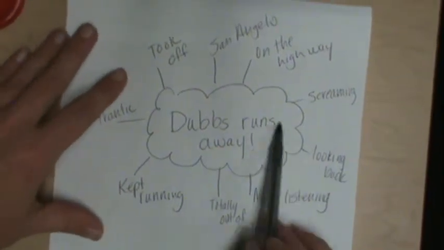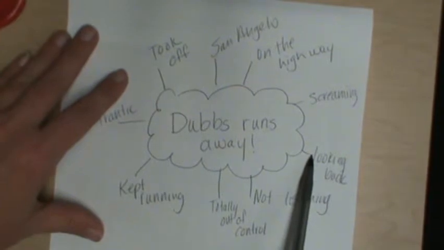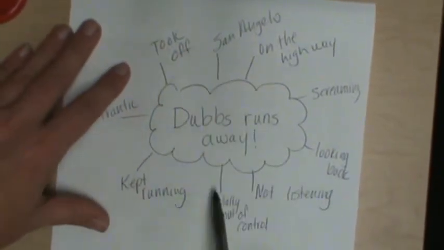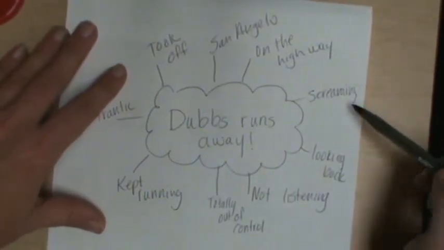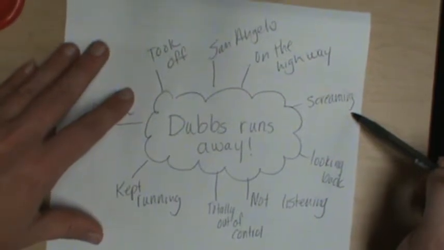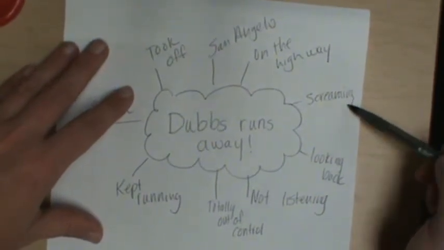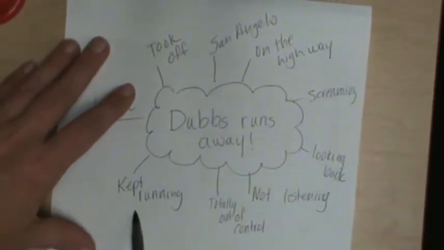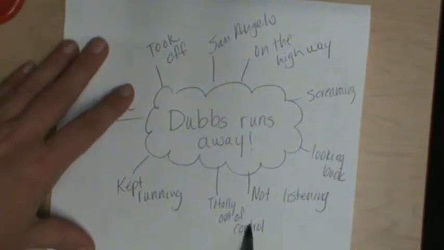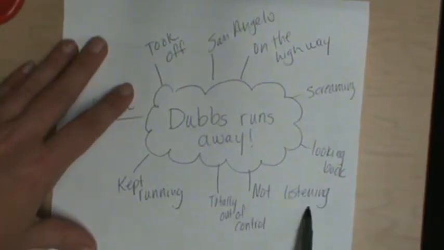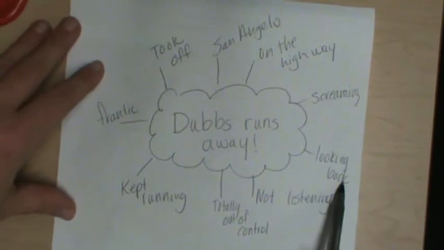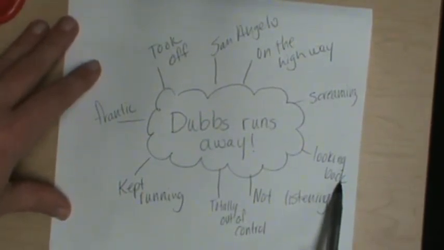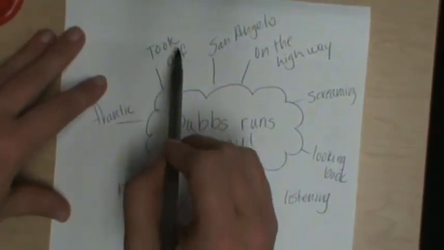And so that's what I brainstormed all about. I brainstormed, we were headed to San Angelo. We were on a busy highway. He got out of the car, and we were screaming for him to come back. And the more that we kept screaming, the more he kept running, and he was totally out of control. And I was mad at him because he doesn't listen to me. And he just kept looking back like, what are you going to do about it? And we were frantic. He took off.